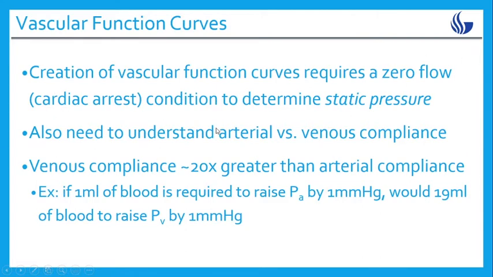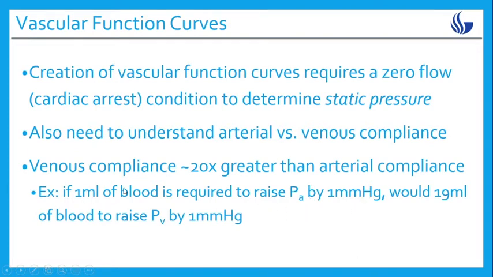We also need to understand the difference between arterial and venous compliance and what role that's going to play in this relationship. Down below, we can see that venous compliance is 20 times greater than arterial compliance. And remember, the formula for compliance is delta uppercase V over delta P, meaning a change in volume over a change in pressure.